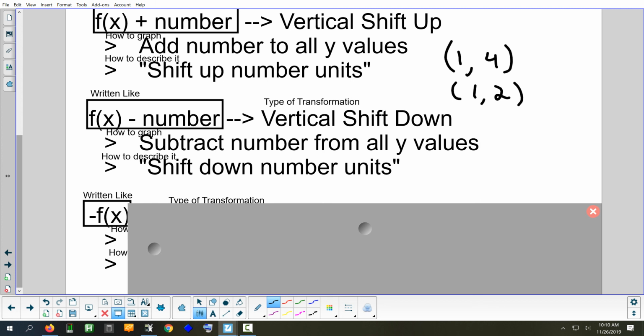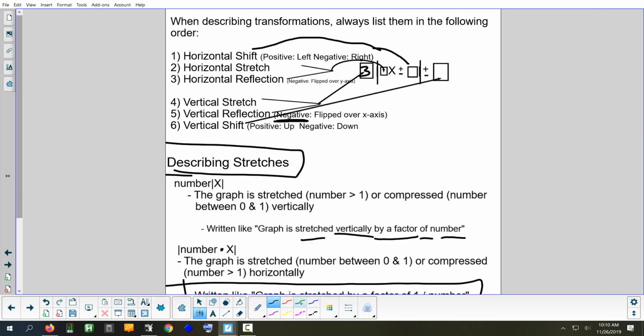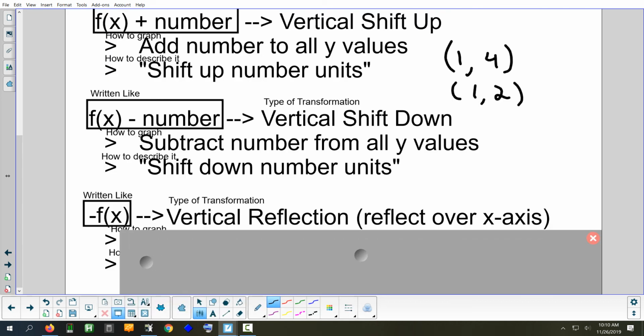Now, a negative in front of something. Okay, putting a negative in front. Go back here for a second. Here's the front, right here. What happens if you put a negative in the front? What does step 5 say? It needs to be flipped over the x-axis. Exactly. If you put a negative in the front, it will cause a vertical reflection, which means it flips over the x-axis. And that's this one. So putting a negative in front, you get a reflection over the x-axis.